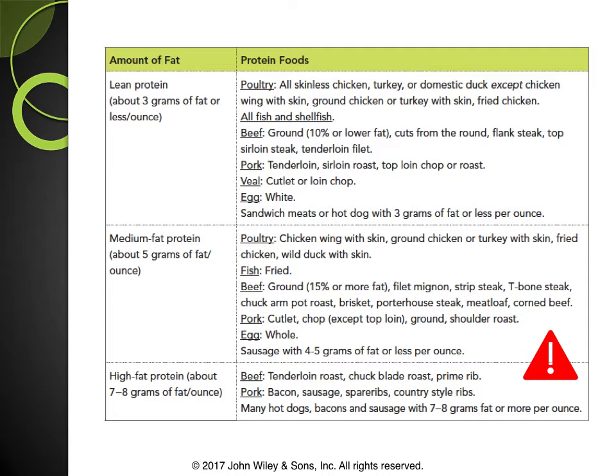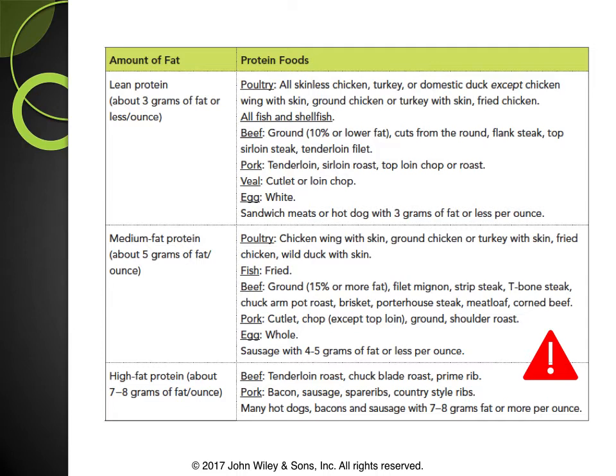And then fried chicken, I know I like fried chicken as much as the next person, but once the chicken on its own without skin, it's a lean protein because it has a low amount of fat in it. But as soon as we leave the skin on or we fry that chicken, we've battered it, right? So the batter is flour and egg, and then you're deep frying it, so that's where the fat gets introduced. So always a catch, right? All fish and shellfish, beef, pork, veal, egg.